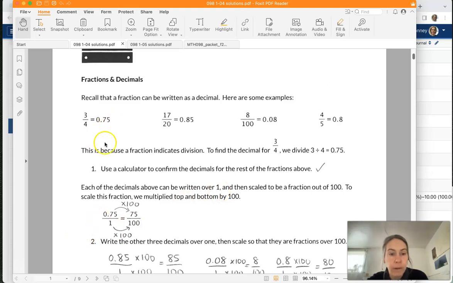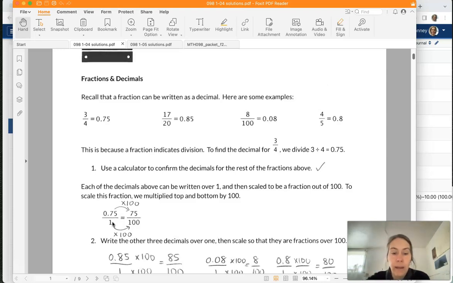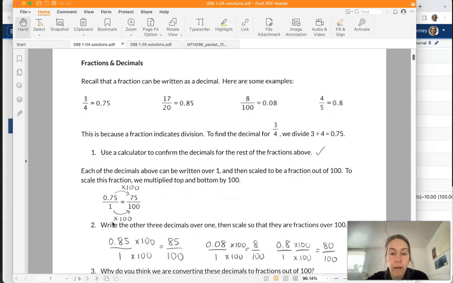So once you get that 0.75, you can take 0.75 over 1, and this is called scaling. When you have a fraction, you're allowed to multiply the top and bottom by the same number. And we turn that decimal back into a fraction. It's not the original fraction, it's 75 over 100. And we're going to do that with all the other decimals as well.